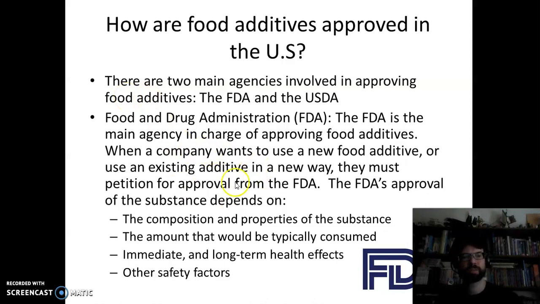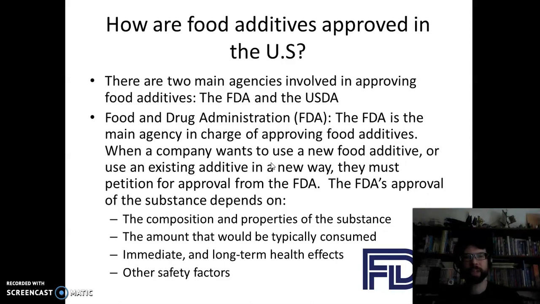A main agency involved in approving additives in the United States is the FDA, the Food and Drug Administration. It's really their job. If any company comes forward, they want to put something in food, they're going to make a new product, and here's a new substance that they're going to put in that food, they have to get it approved by the FDA. And that approval is going to come based on what's the composition and the properties of the substance that they're putting in there, what is the amount that would be typically consumed. Typically, if we're talking about additives, there's very, very small amounts of things. It's not the main body of the thing that you're eating.